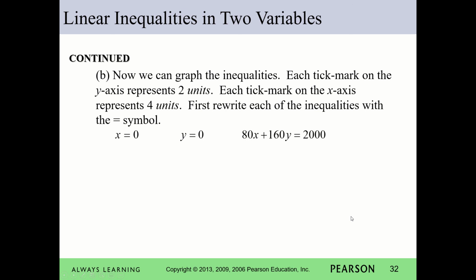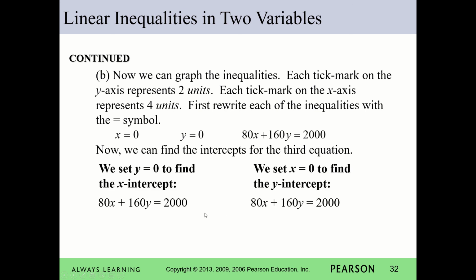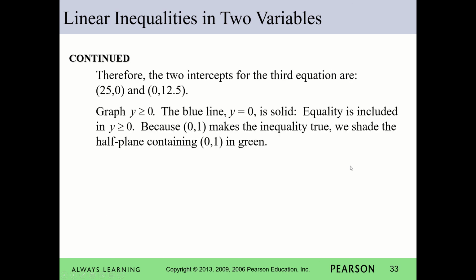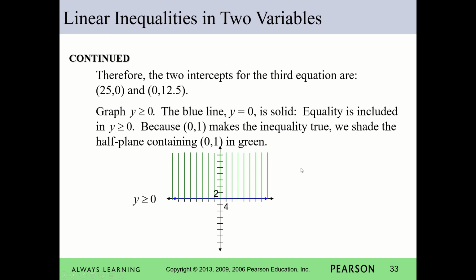So the first thing we're going to do is graph these inequalities. Since the first two are already pretty much set up for us, y equals 0 and x equals 0, we just have to look for the intercepts for the last one. We get our x-intercept by setting y equal to 0, and our y-intercept by setting x equal to 0. Solve them both off to get that x equals 25 and y equals 12.5. That gives us our two intercepts. So the first line they graph is y is greater than or equal to 0, or just y equals 0.